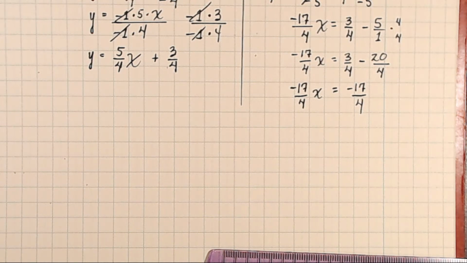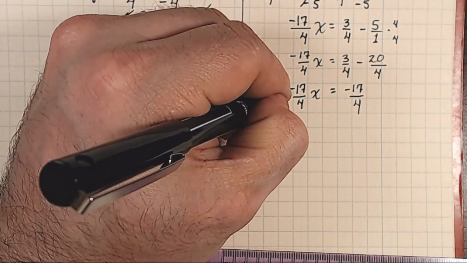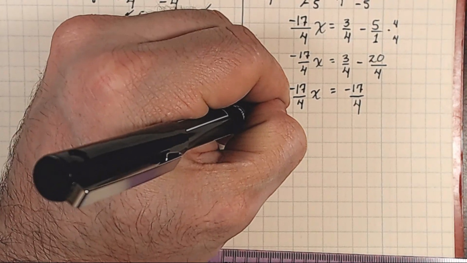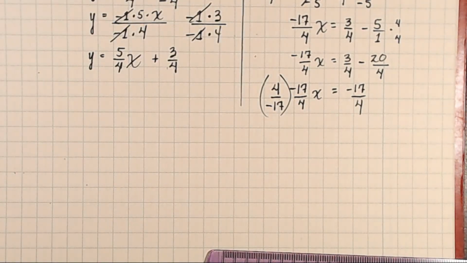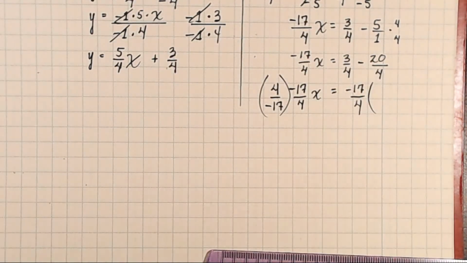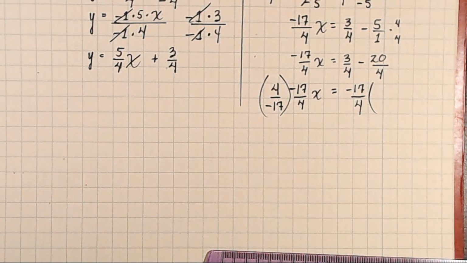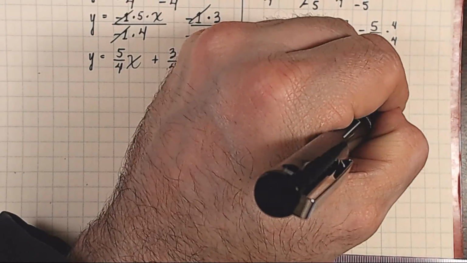To divide a fraction by a fraction, all I do is multiply the original fraction by the reciprocal. So I'm going to multiply by the reciprocal, 4 over negative 17. Put those in parentheses so you don't lose track of what's going on. Then do the same thing to the right side of the equation: 4 over negative 17.